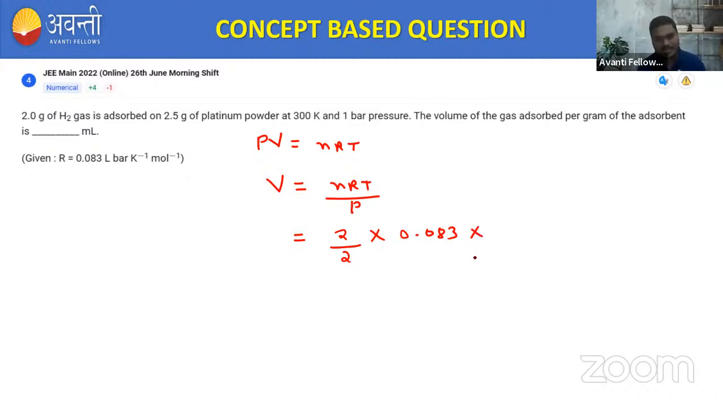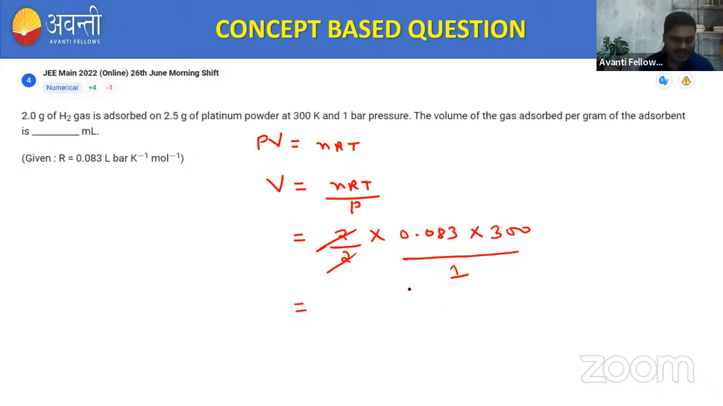0.083. And what is the temperature? Temperature is given, 300 Kelvin. Pressure is already given, that is 1 bar. So just calculate: the 2 gets cancelled, so just multiply 3 into 0.0821. So we can easily calculate this value.